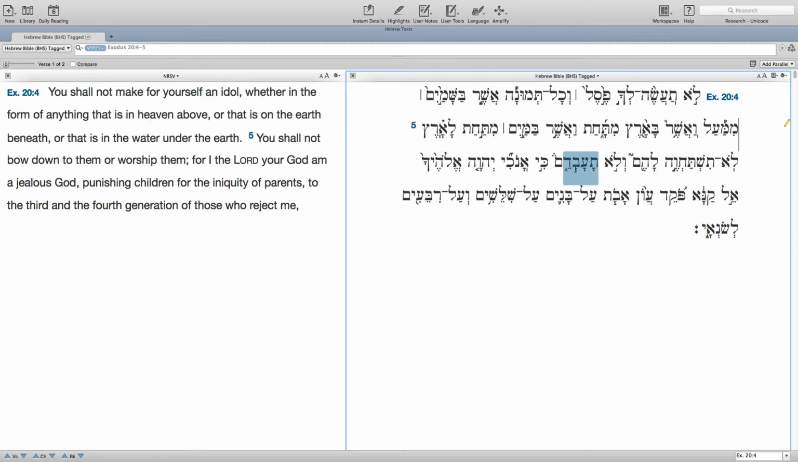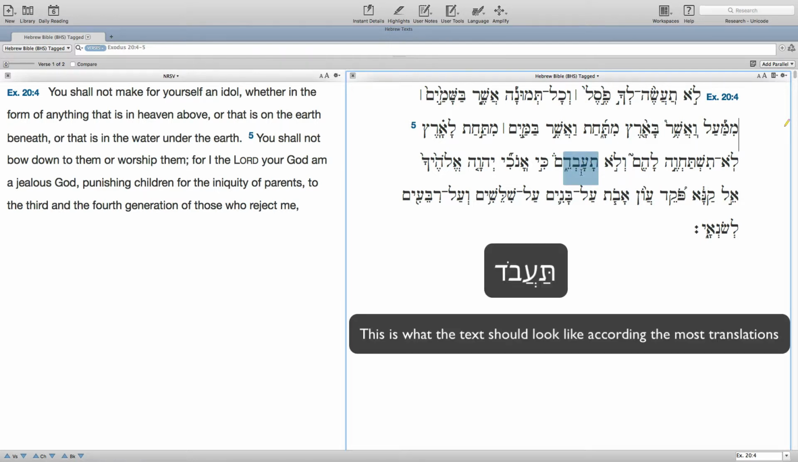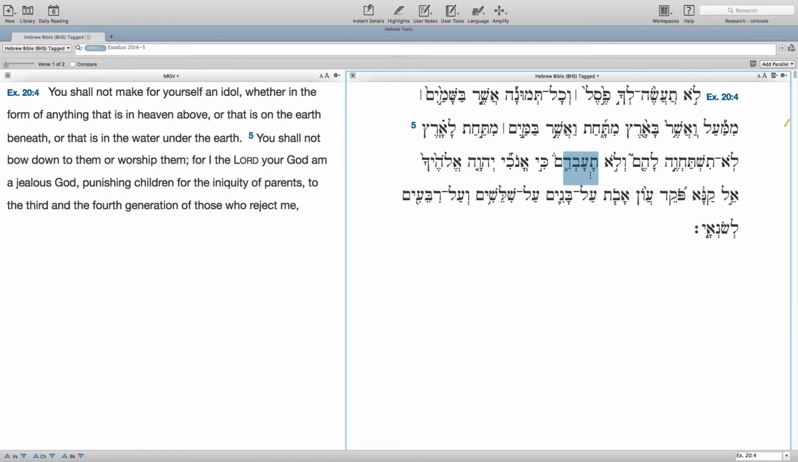they are assuming a different vowel pattern under this word. But the vowel pattern here indicates to us that we should pronounce this word not ta'avdem, but rather to'avdem. And that this is not a regular kal binyan. We'll get to binyanim, but it's not the basic form, which means to worship.